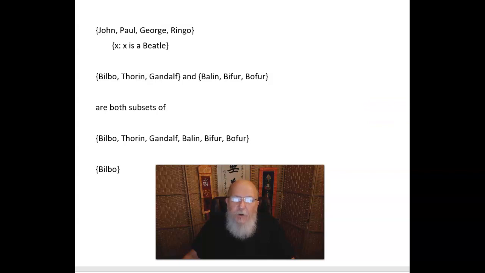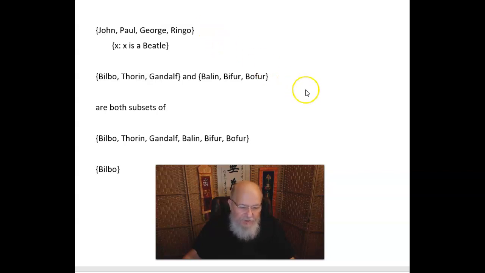Now, if the set is small, we could also do it both ways, right? We could give the extensive notation here, John, Paul, George, and Ringo, or we could give an intensive notation, the set of all X, such that X is a Beatle. Now, these are not two different sets, but are simply the same set expressed in two different ways.